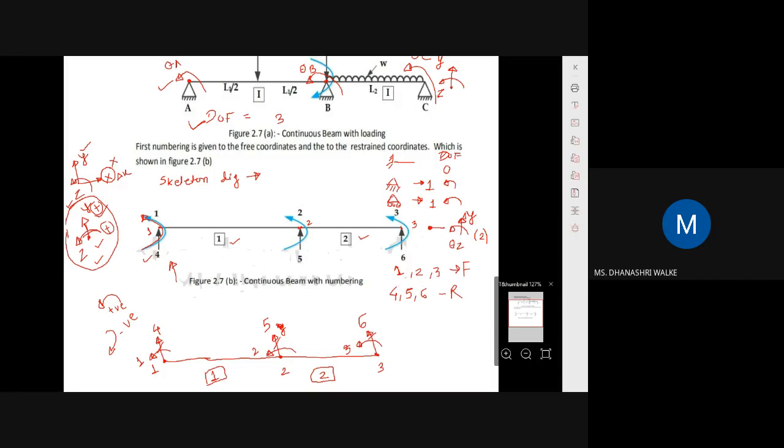So I think you should be able to understand how to find out the degree of freedom and how to show the coding in the skeleton diagram, freedom code as well as the restraint code. Okay, is there any doubt? What you have to keep in mind to find out the degree of freedom in case of beam?